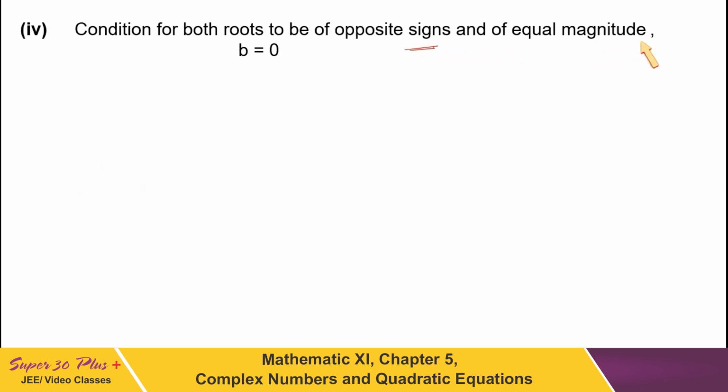Number 4, condition for roots to be of opposite sign and of equal magnitude. What is the meaning of this? Let alpha and beta be of opposite sign and having equal magnitude, meaning alpha is equal to alpha and beta is equal to minus alpha. Then what is the value of the sum of the roots? It is 0. And as we know, the sum of the roots is minus b upon a. Then we can say b is equal to 0.